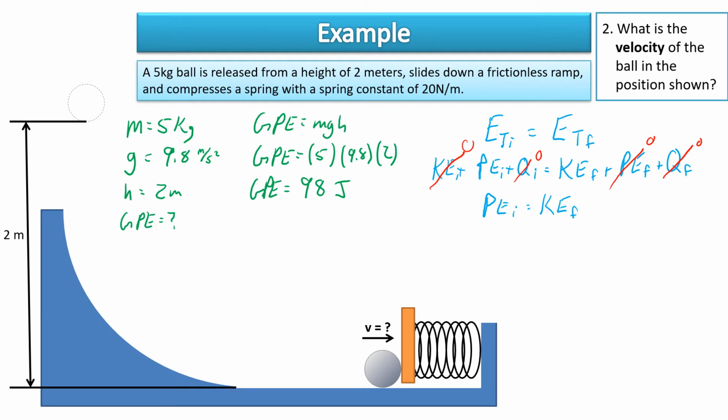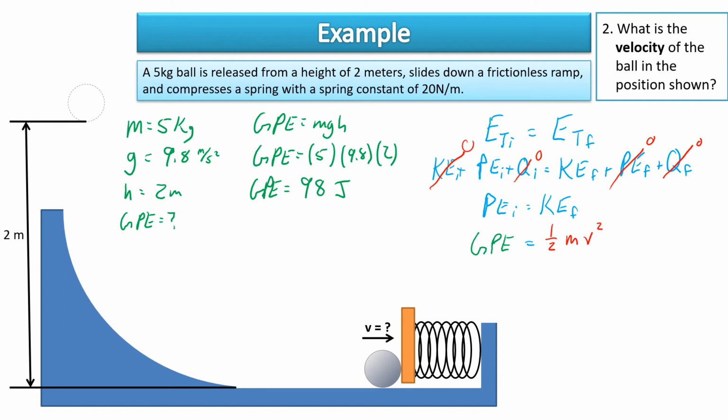So we already know that this is equal to 98 joules. We had 98 joules to work with. That's equal to 1/2 mv squared. Actually, I should write, let's make it nice.